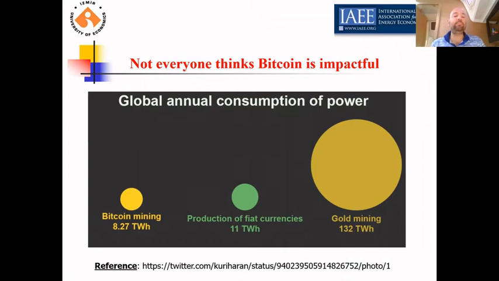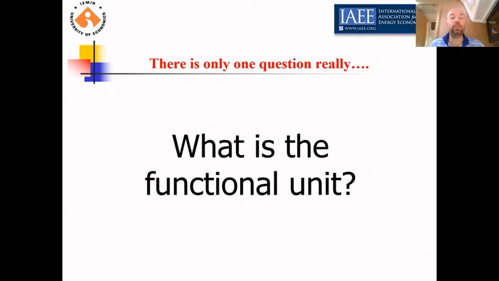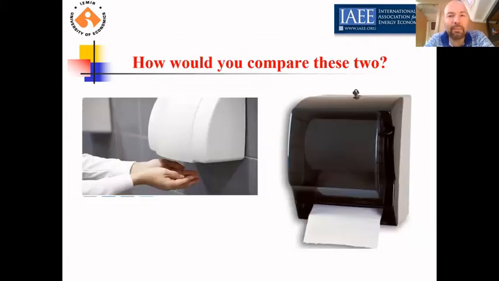But all this discussion leads to one simple question, actually. When we make such comparisons between Bitcoin or currency or gold, what is our functional unit? Now, for those of you who may not be familiar with the concept of functional unit, I think the best way to explain is to give this daily life example.